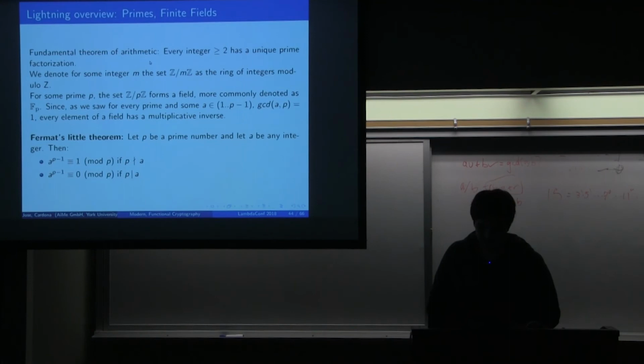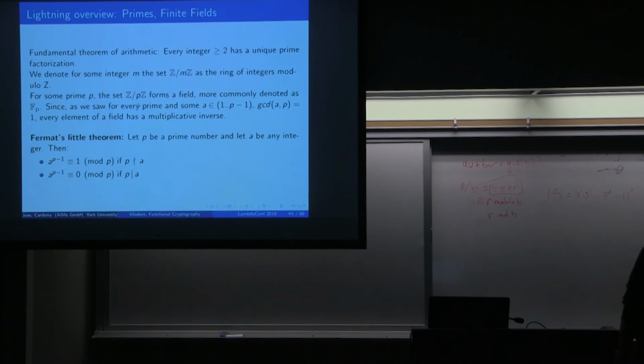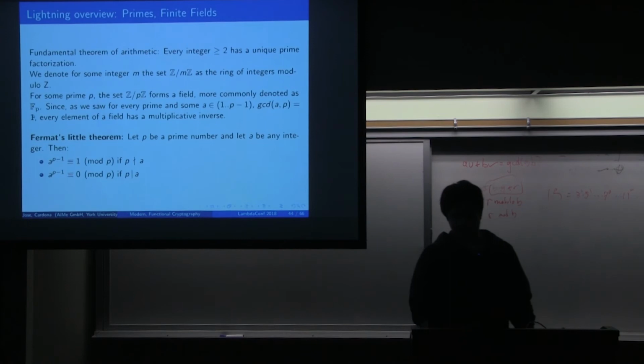For some field, we denote it as Z/pZ, the set of integers modulo p. That actually forms a finite field, and we denote it a lot as F_p. I put a lot of effort into making this notation nice, and I love it.